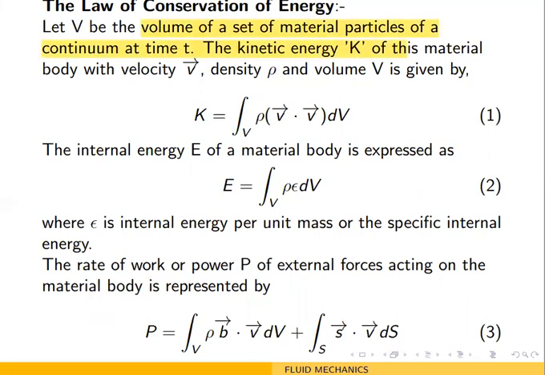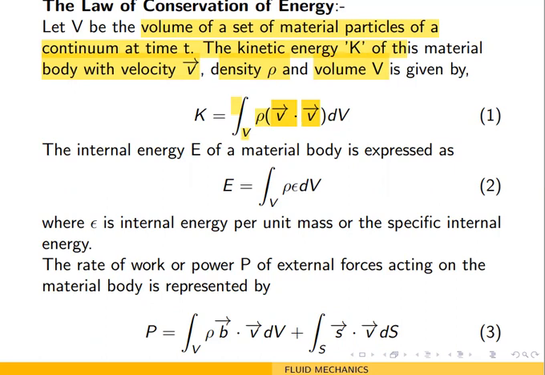What is the kinetic energy of the material body with the velocity v, density rho, and volume V? Kinetic energy is nothing but half m v square, right? So we have the volume integral of rho v square dV. Let us call it equation 1.